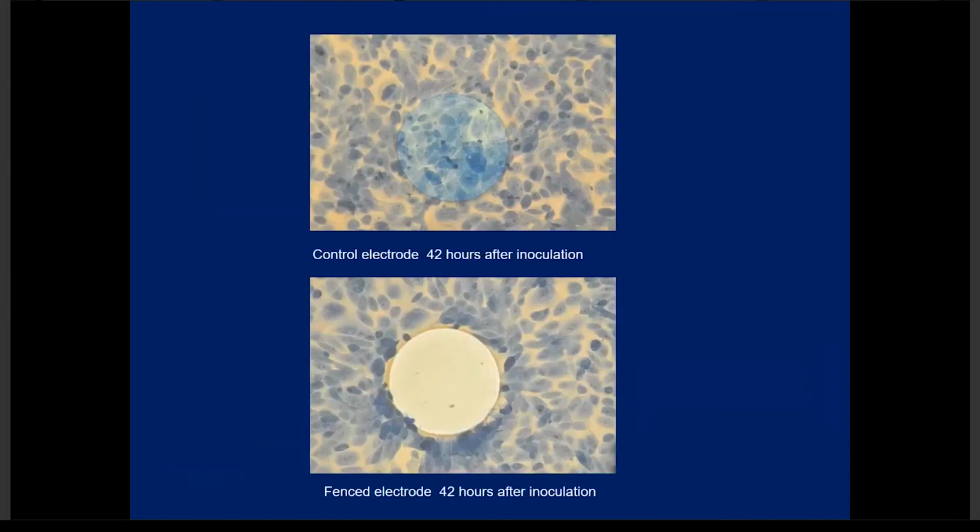If we were to look at those electrodes in this situation, the control is up above in this figure, the lower one where it's been fenced for 42 hours after inoculation, and although a few cells seem to have accumulated on the edge, the electrode surface itself is not compatible for cell growth.